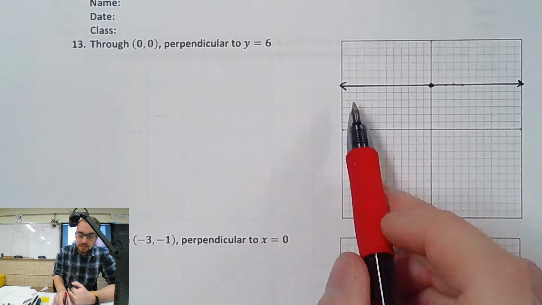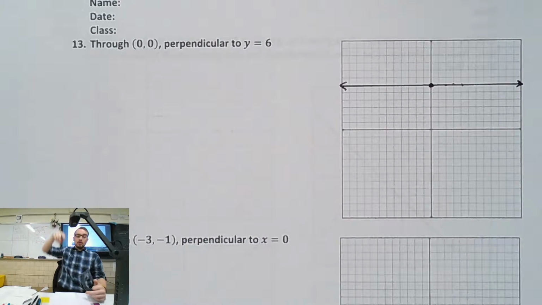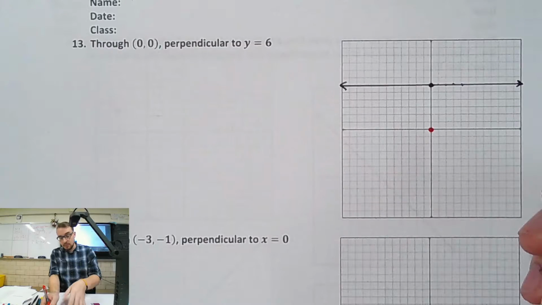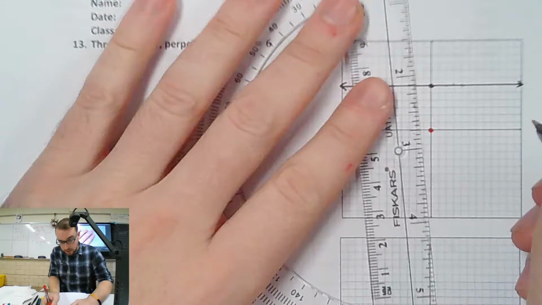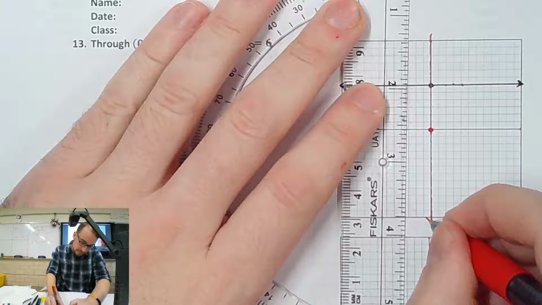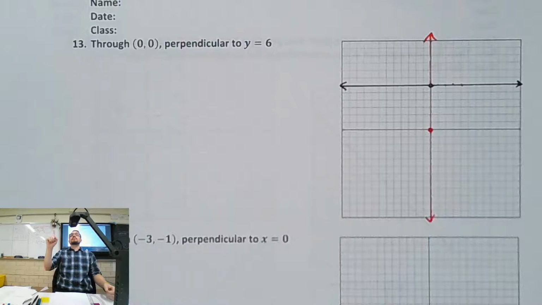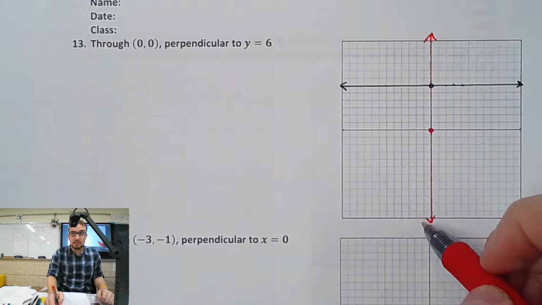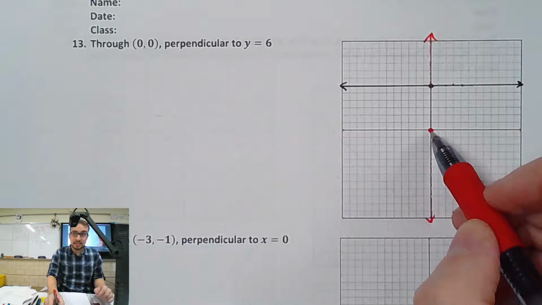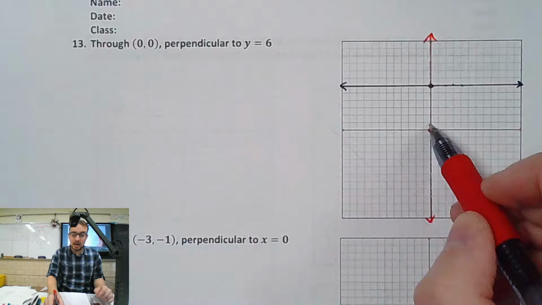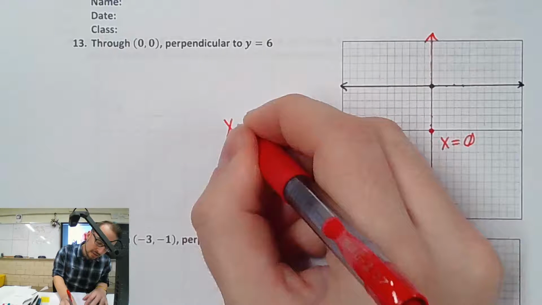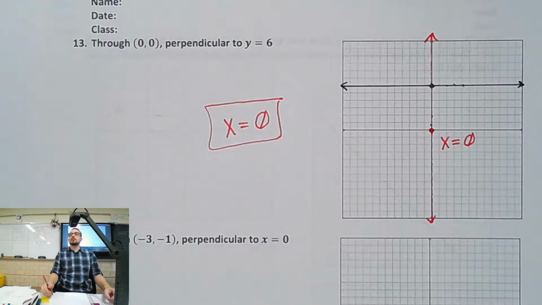All right, so y equals 6 is this line. We want a line that's vertical and goes through the point 0, 0, right? So here's 0, 0. Vertical to make it perpendicular. There it is. What is the equation of that line? Now think carefully. All of the points on the red line have what in common? Which variable, x or y? X is 0. See how y is different? There's 1, 0, 2, 0, right? So that's where x is always 0. So x equals 0 is the equation of the line that's perpendicular to y equals 6.